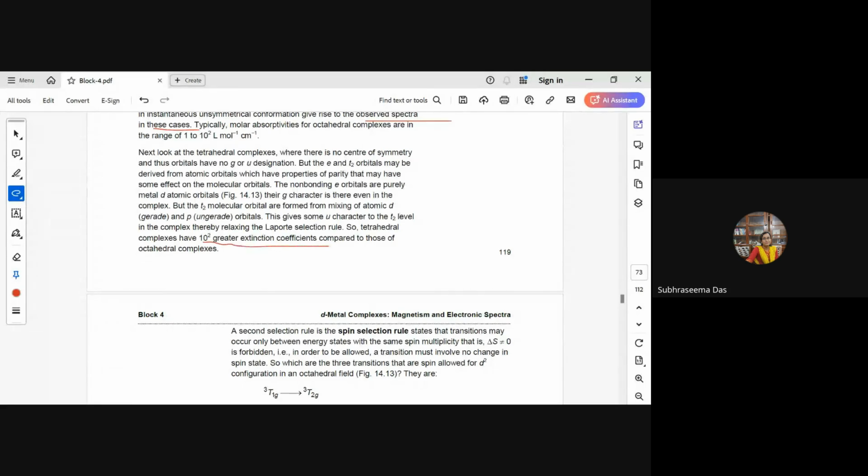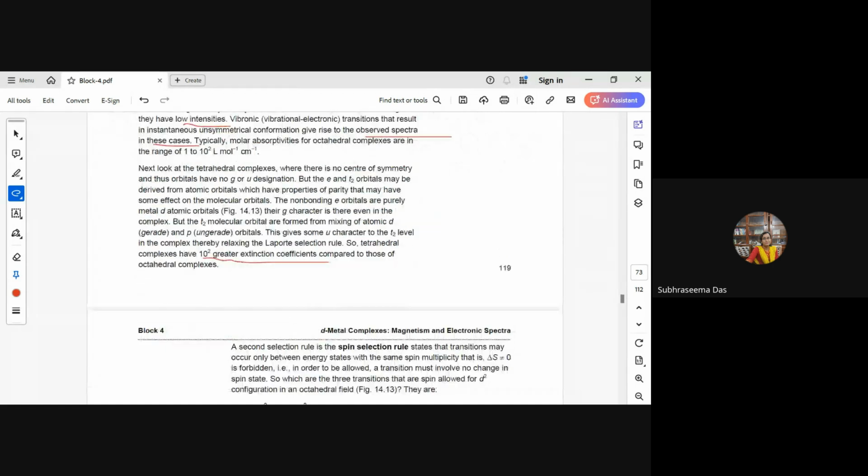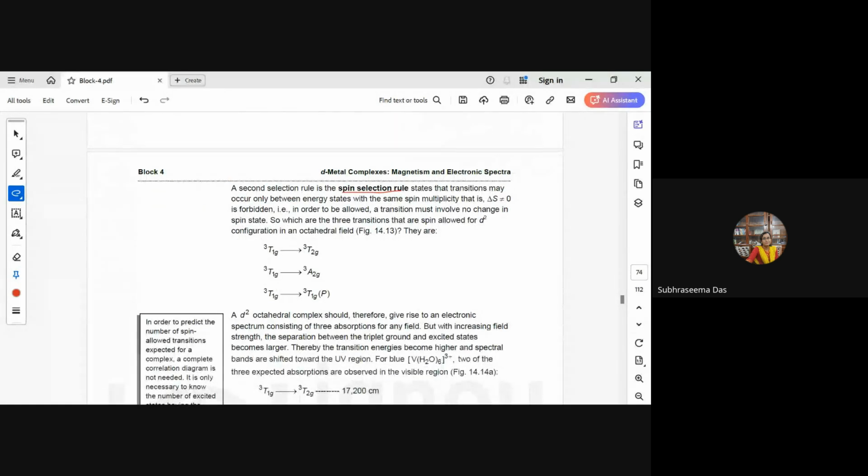that is the molar coefficient, is much larger than those obtained in octahedral complexes. Then first is the Laporte rule, and the second comes the spin selection rule. According to the spin selection rule, transitions may occur between energy states only when delta S is equal to 0. That is, for a transition to be allowed, it must involve no change in the spin state.